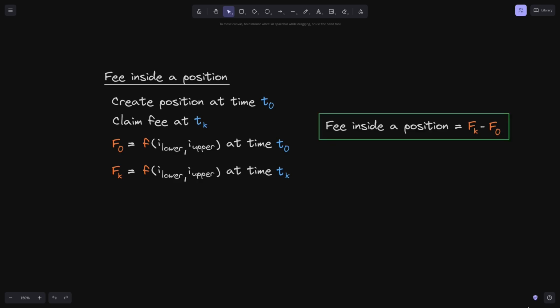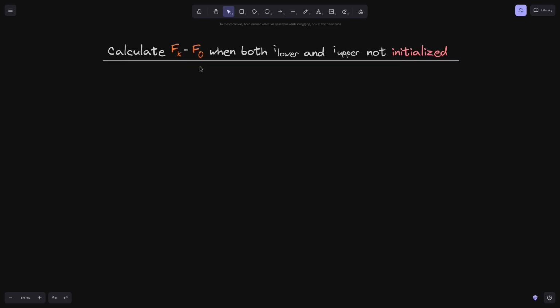By using this equation, we'll be able to correctly calculate the fee growth inside the position, regardless of how the position was initialized, whether both the ticks were not initialized, or either one of them was initialized, or both of them were initialized. So for the last part of this video, we'll use this equation to calculate fee growth inside for the case when both i lower and i upper are not initialized. So let's calculate fk minus f0 when both ticks i lower and i upper are not initialized. Now there are three cases to consider.